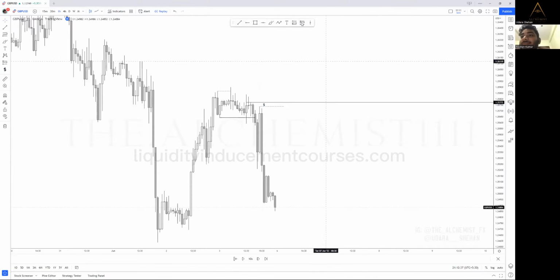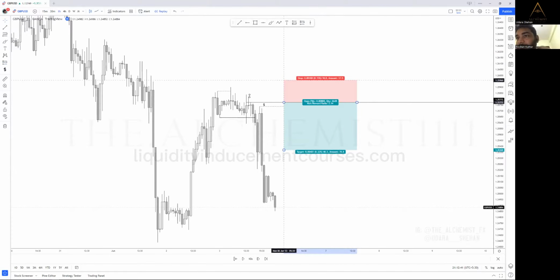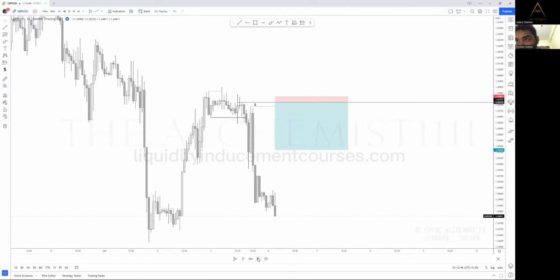See that? So what are we doing? When everyone else is selling it here, we sell it here. Stop loss can go above these wicks. See that? So you have around what? 5 pips. And then you can target the external range liquidity.